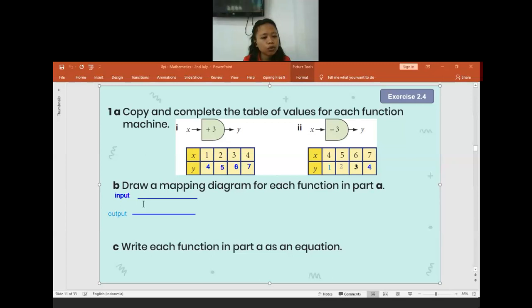I don't use a ruler for drawing on the screen, so this is not to scale. You have a ruler, so you can make it to scale. Yeah, please try to make it to scale, so it will look good and more proportional. This is for the input. I just write 1, 2, 3, 4, and then for the output, I will write 5, 6, 7.